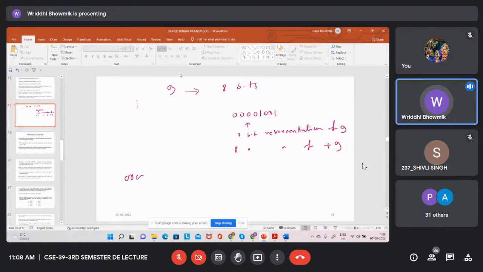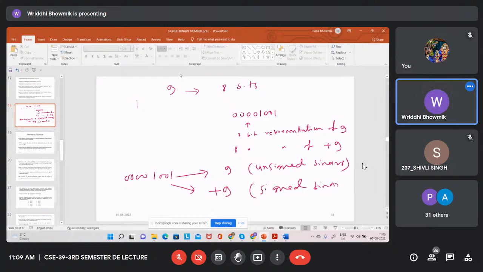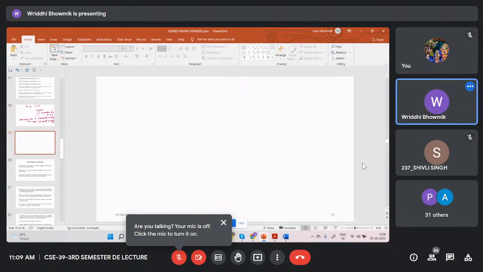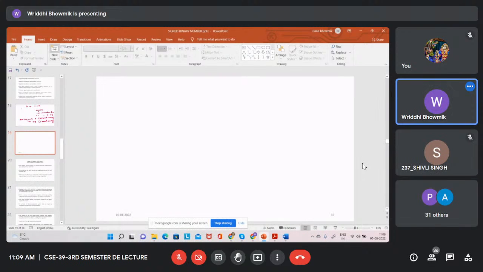So 00001001 can be represented as 9 for unsigned binary, or it can be represented as plus 9 for signed binary. Now, this we have already studied. Now I will show you the difference between signed magnitude, ones complement and twos complement.